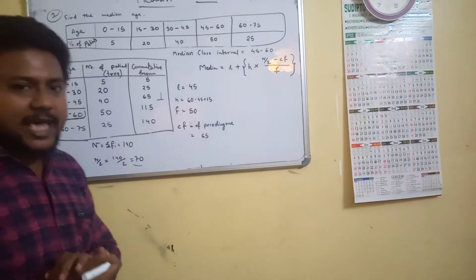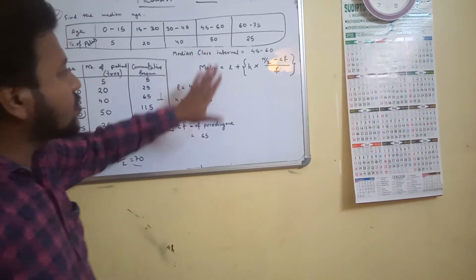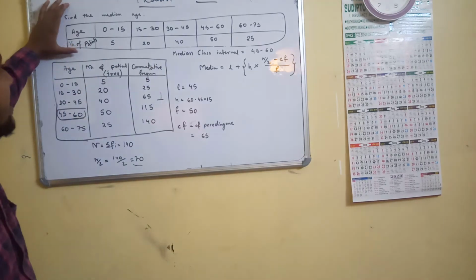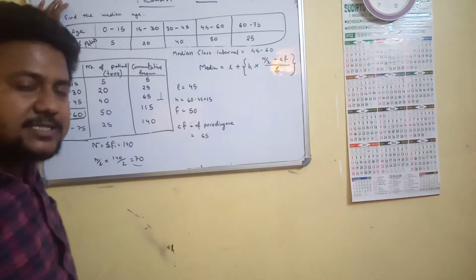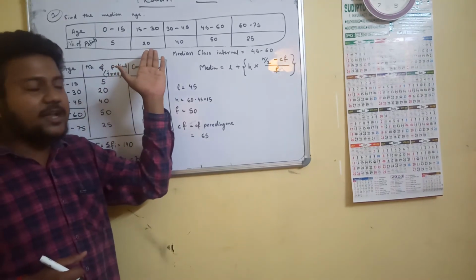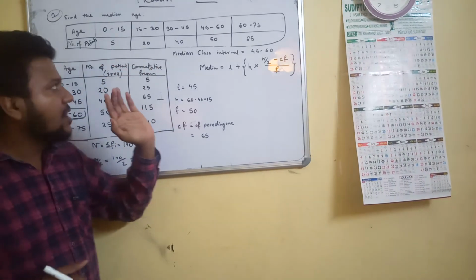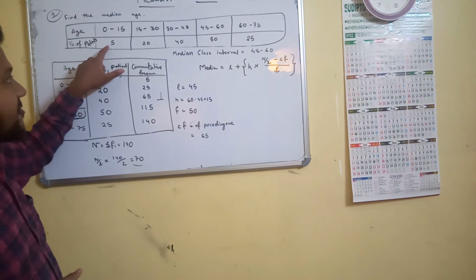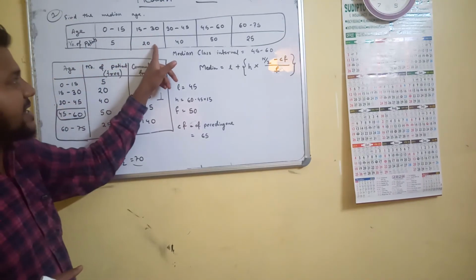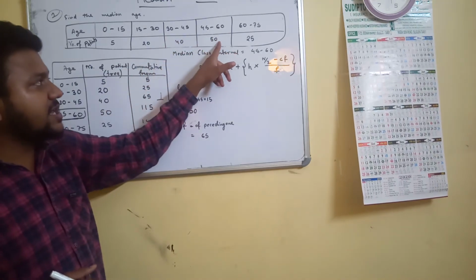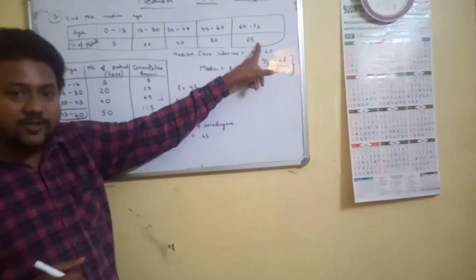Let me recapitulate. We have been given a question with a table representing patients of a particular hospital who are diagnosed with diabetes. The age group 0 to 15 has 5 patients, 15 to 30 has 20, 30 to 45 has 40, 45 to 60 has 50, and 60 to 75 has 25 patients.